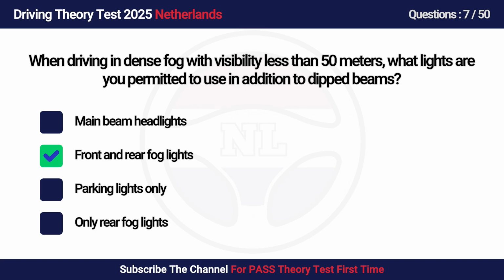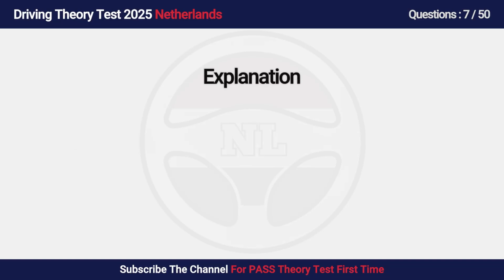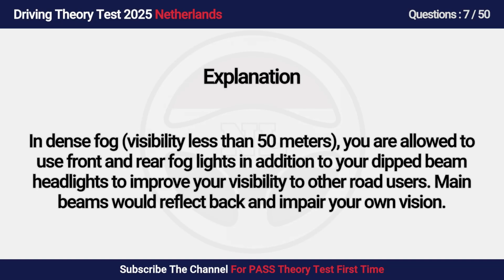Answer is B. Front and rear fog lights. In dense fog with visibility less than 50 meters, you are allowed to use front and rear fog lights in addition to your dipped beam headlights to improve your visibility to other road users. Main beams would reflect back and impair your own vision.